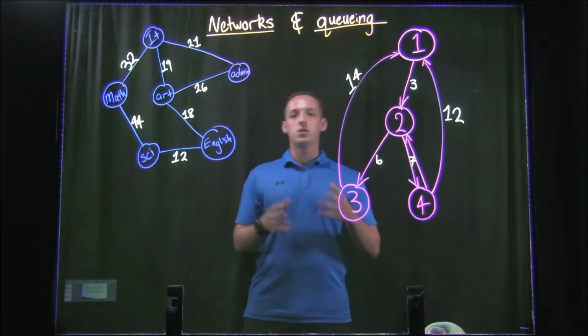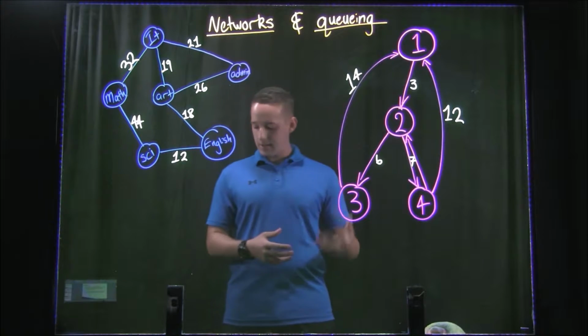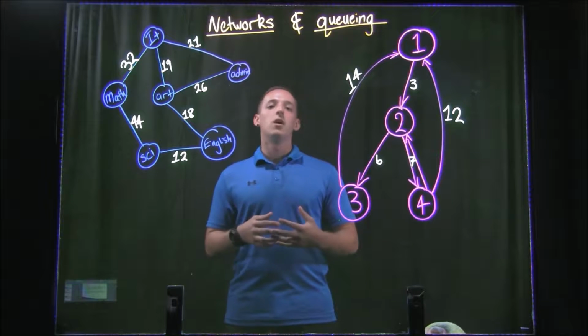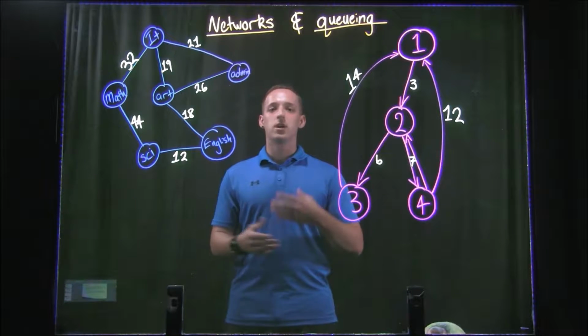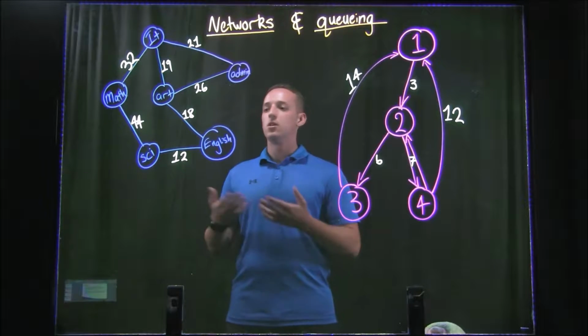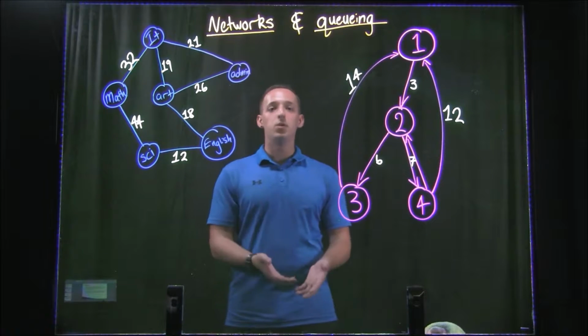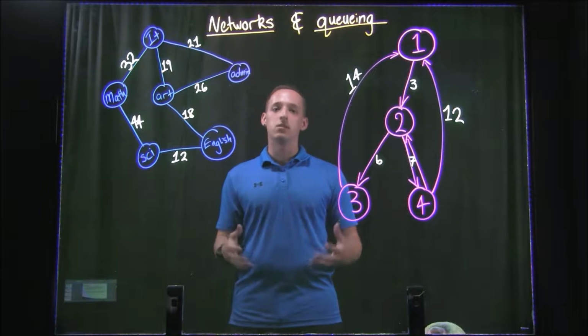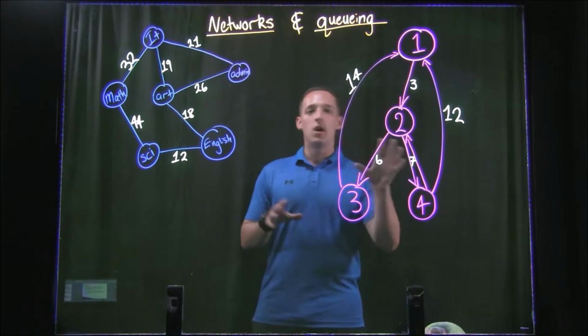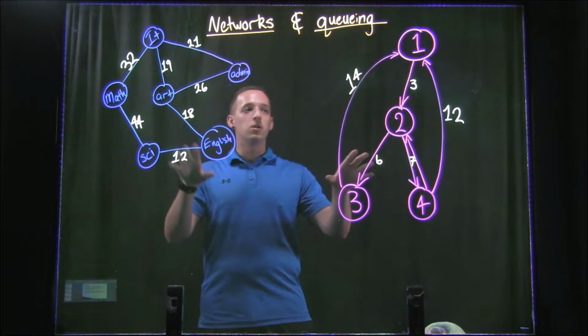A network is a collection of objects connected together in a specific way. They can represent real-life situations such as roads connecting houses, roads connecting cities, internet lines connecting buildings. It's a way to show the interconnectedness of a real-life situation. And here's just two examples of how they might look.